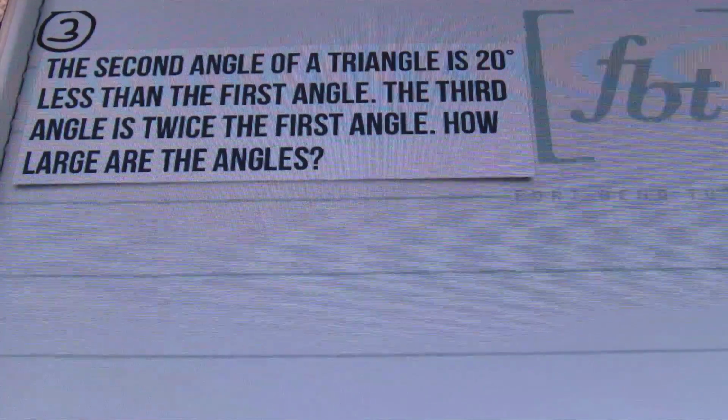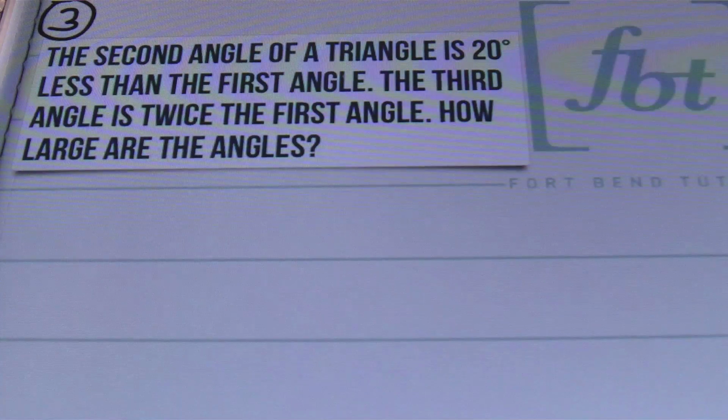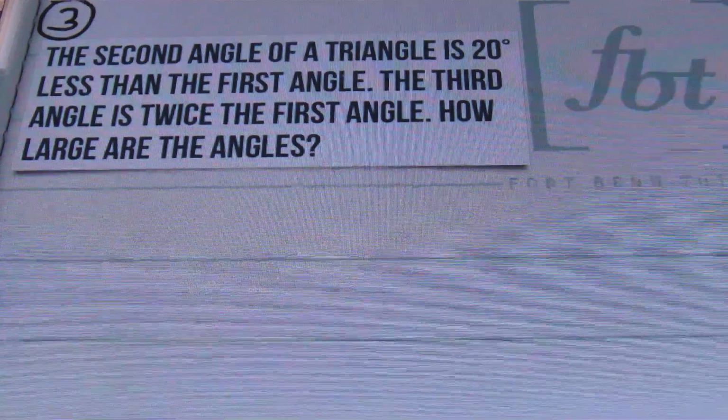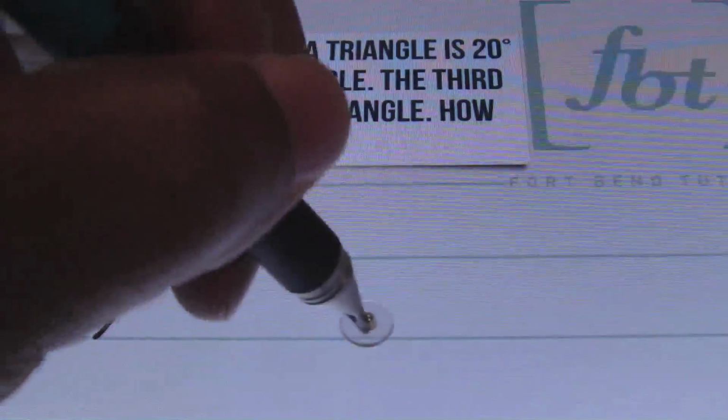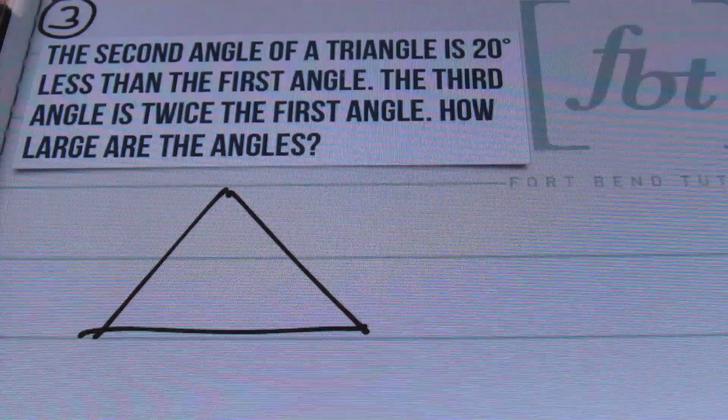Coming your way is problem number 3. Here our word problem says the second angle of a triangle is 20 degrees less than the first angle. The third angle is twice the first angle. How large are the angles? So here, ladies and gentlemen, we once again are dealing with a triangle. So I have a triangle set up just like so, all right?